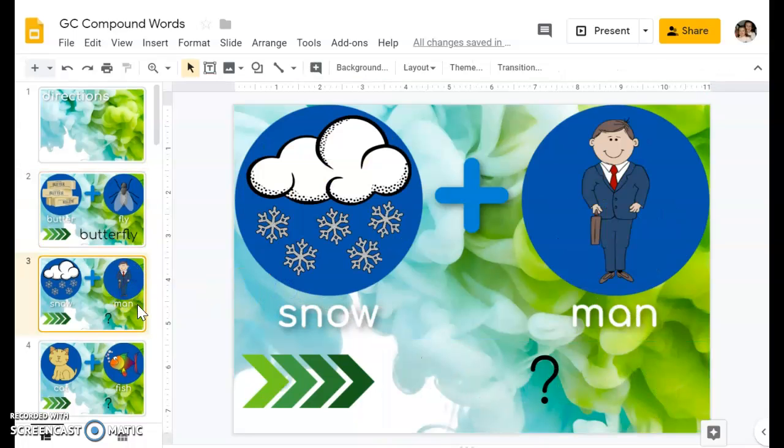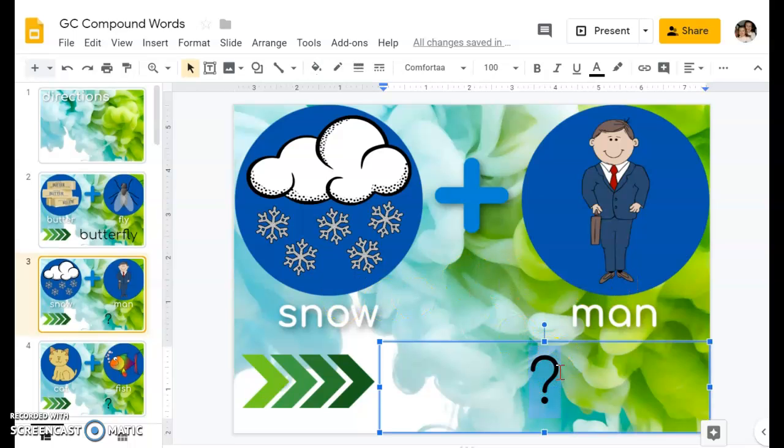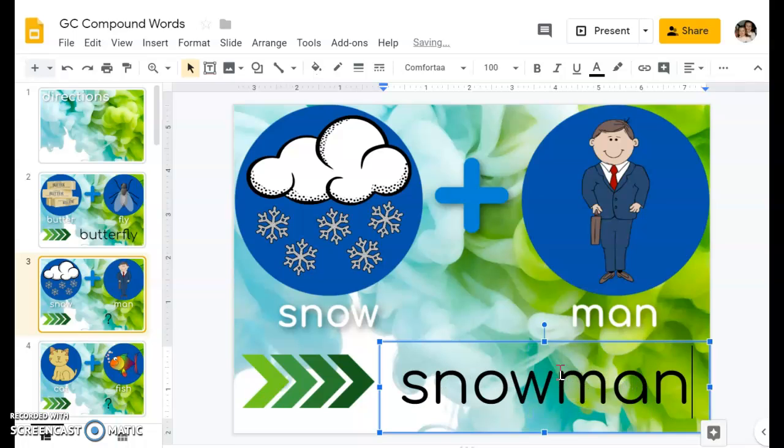So let's do one more. I have snow for my first one and man for my second one. So put that together and that makes the new compound word of snowman. So I'm going to look at my resource up here to make sure I'm spelling it right. And I just made the word snowman.